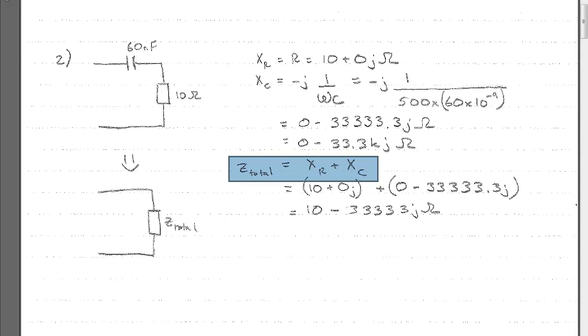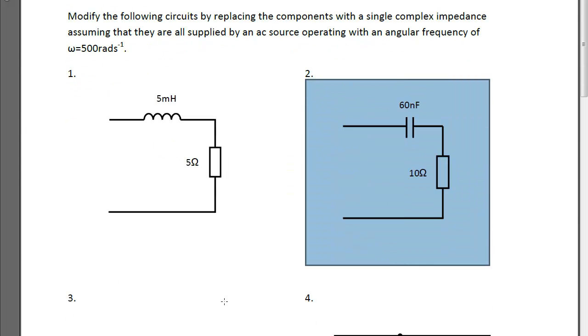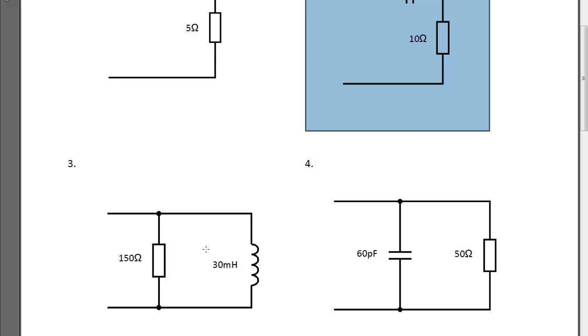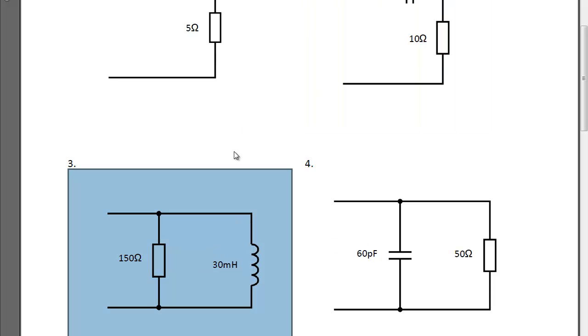So that was question 2. So question 3. That was a series combination of a resistor and inductor and a series combination of a resistor and a capacitor. So let's look at our next case. Our series case was our simplest one. So what happens when we move to components being in parallel? That's what we're looking at in question 3 and 4.